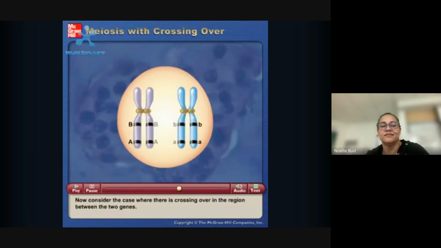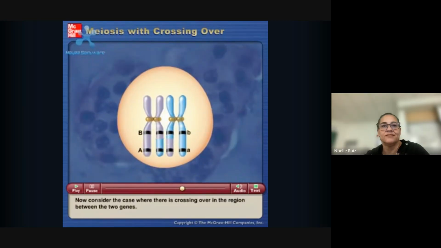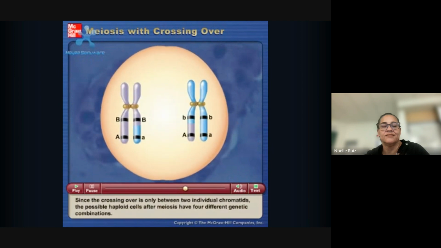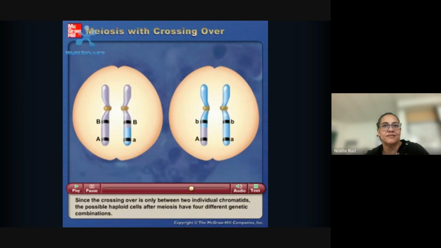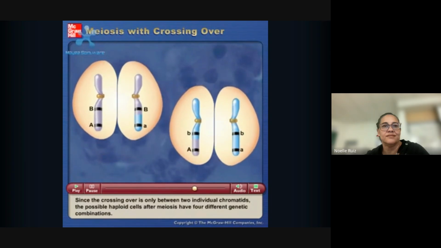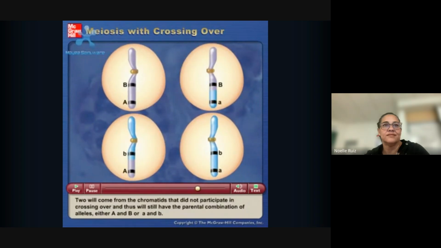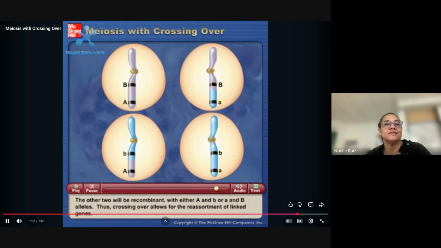Now consider the case where there is crossing over in the region between the 2 genes. Since the crossing over is only between 2 individual chromatids, the possible haploid cells after meiosis have 4 different genetic combinations. 2 will come from the chromatids that did not participate in crossing over and thus will still have the parental combination of alleles, either capital A and capital B, or lowercase a and lowercase b. The other 2 will be recombinant, with either capital A and lowercase b, or lowercase a and capital B alleles. Thus, crossing over allows for the reassortment of linked genes.